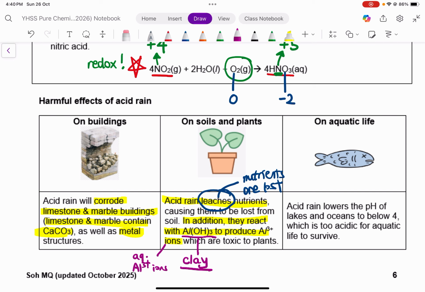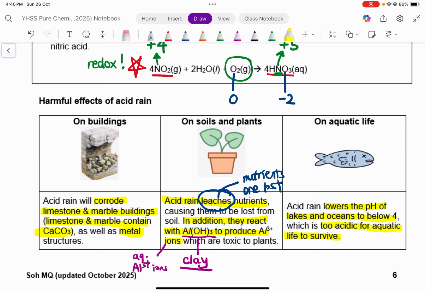Okay, finally, acid rain lowers the pH of lakes and oceans to below 4, which is too acidic for aquatic life to survive. So the fishes will all die. The aquatic plants will also die when the pH is lower than 5 actually. So if it's below 4, definitely the fishes and plants, it's too acidic for them to survive, they will die. Okay, so you need to know the harmful effects of acid rain as well.